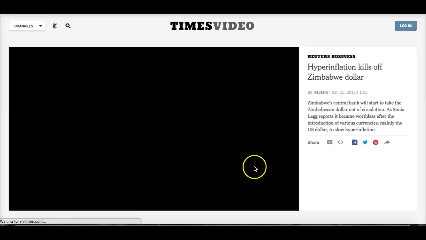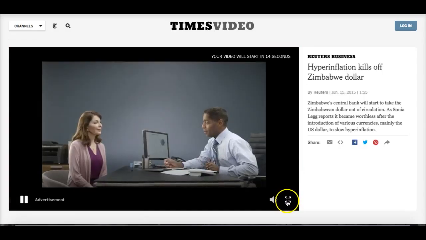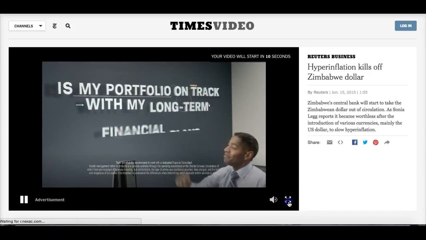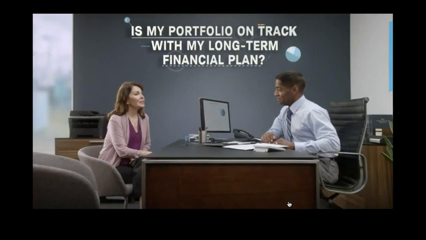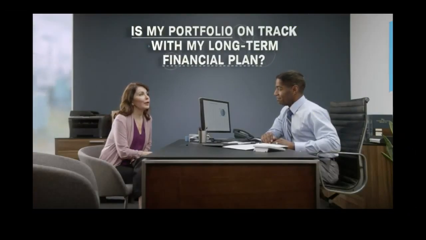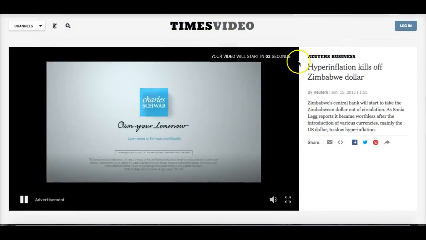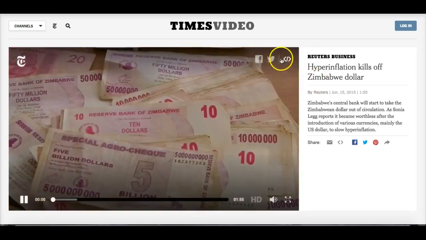Back into the market. Is my portfolio looking good? Good question. Is my portfolio on track with my long-term financial plan? Better question. At Charles Schwab, we help you ask better questions about how your wealth is managed.